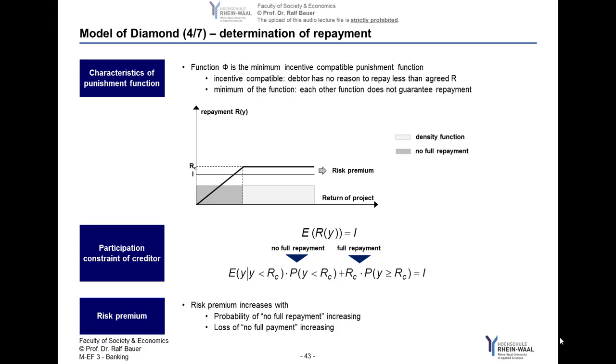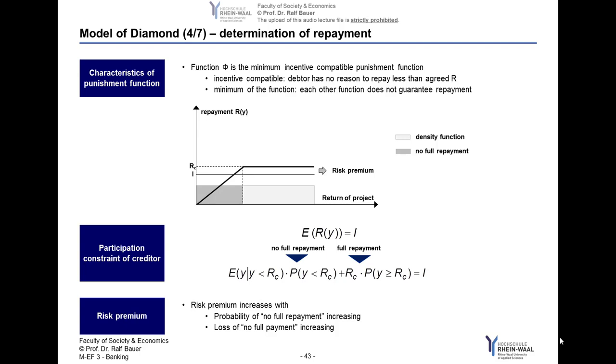So in that case we analyze what is the expected repayment in case of no full repayment. That's the synthetic rectangle we created, and on the other side what is the repayment in case of full repayment, that is the contractual fixed payment. We consider the 2 probabilities and compare the situation. At the end, our debtor has to pay more than I, and that is the so-called risk premium.